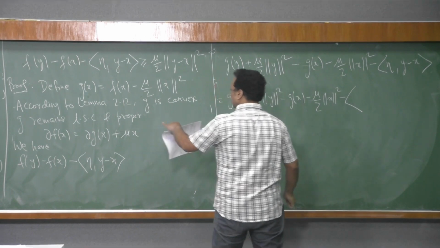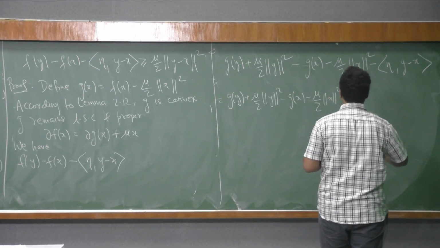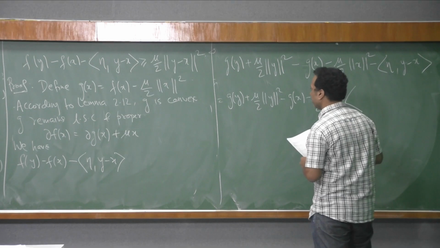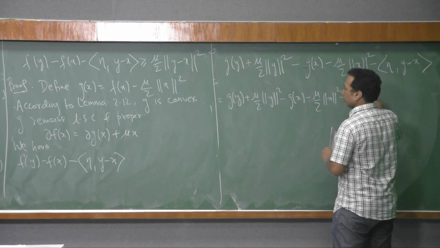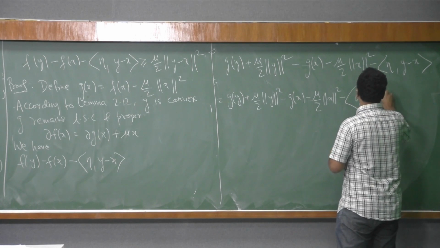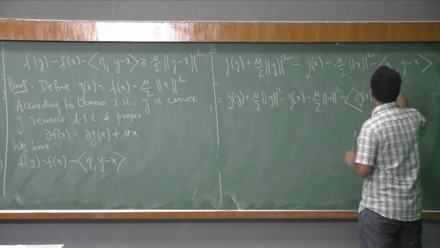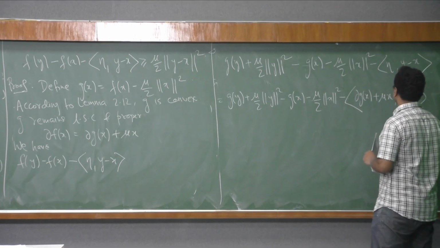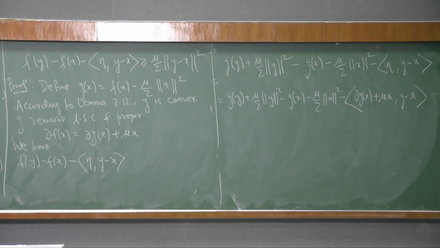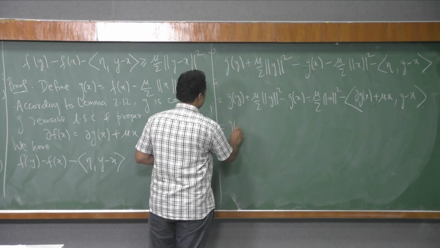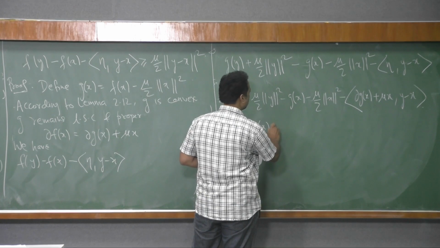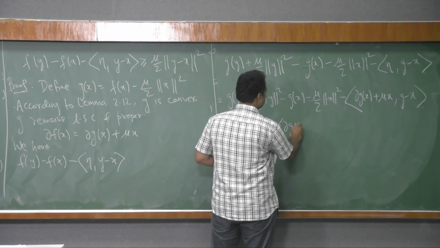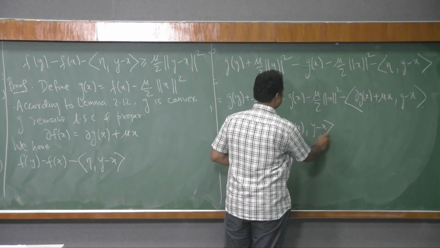Eta, this is for the subgradient of fy. So basically this will be del gx plus mu x, and then y minus x. From here at least we can separate out the g's. So gy minus gx minus del gx, y minus x.